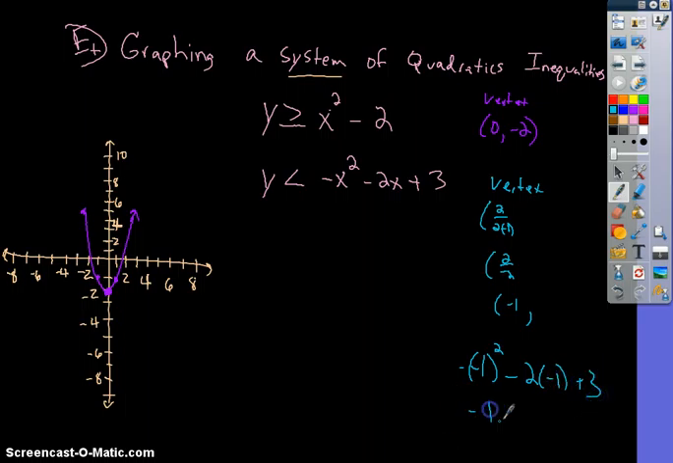Making this negative 1 plus 2 plus 3 at the end. If you add this, negative 1 and 2 gives you 1, plus 3, which is 4. So I know that the y-coordinate is 4 for the vertex. So I know this vertex is at (1, 4), which is about right here.